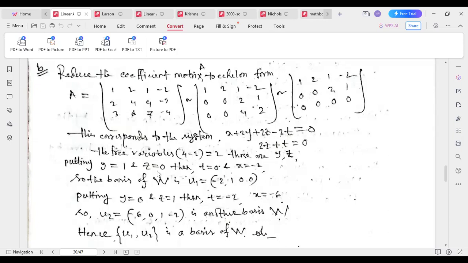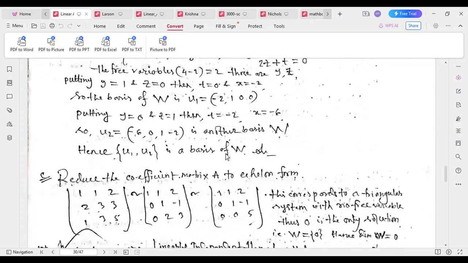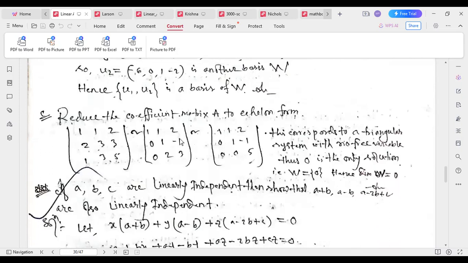If y equals 1 and z equals 0, then t equals 0 and x equals -2. We get the basis. Similarly, putting in another value, we get another basis. So these two are the basis. Okay. Similarly, we can reduce the third one.